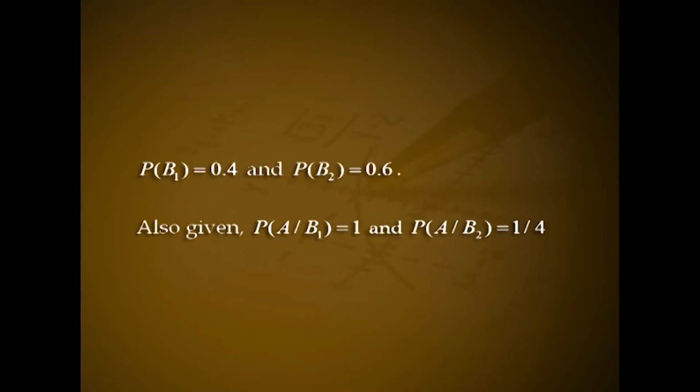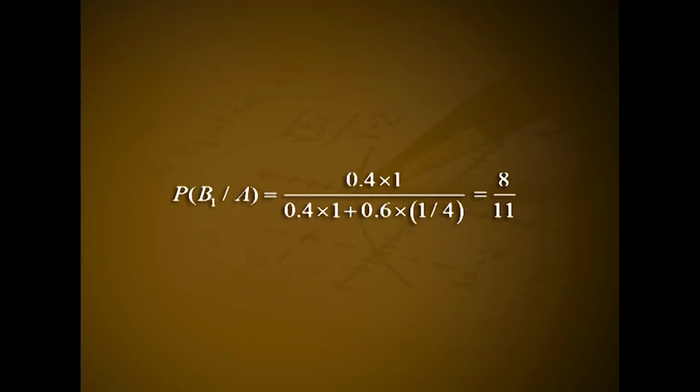It is given P(B1) = 0.4 and P(B2) = 0.6, also given P(A|B1) = 1 and P(A|B2) = 1/4. Hence, P(B1|A) = 0.4 × 1 divided by (0.4 × 1 + 0.6 × 1/4). So, it is equal to 8 divided by 11.